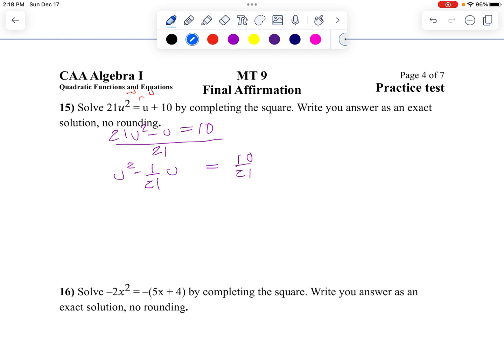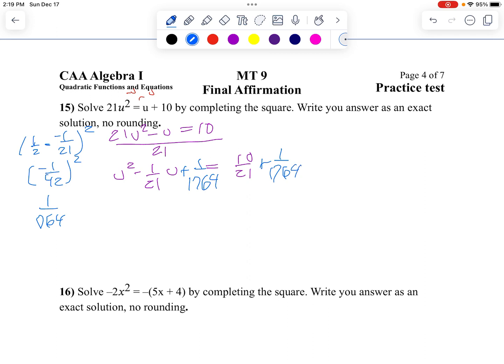This is where completing the square can be kind of monotonous and detail-oriented, because now our coefficient of u is negative 1 over 21. So to complete the square, I have to take half of negative 1 over 21 and square that. Well, half of negative 1 over 21 is negative 1 over 42. If I square that, 42 squared is 1764. So I get 1 over 1764. So I'll add 1 over 1764 to both sides.